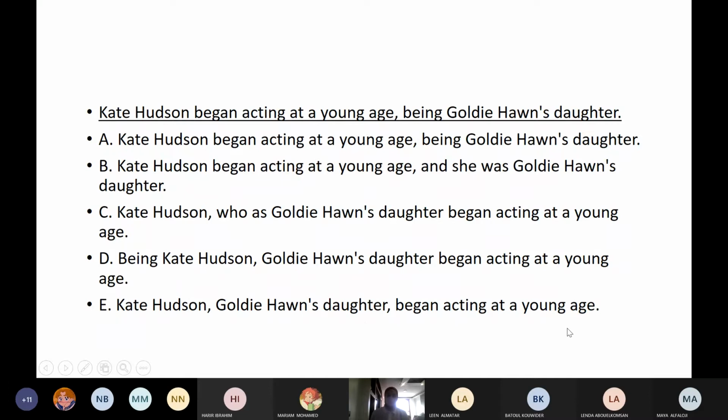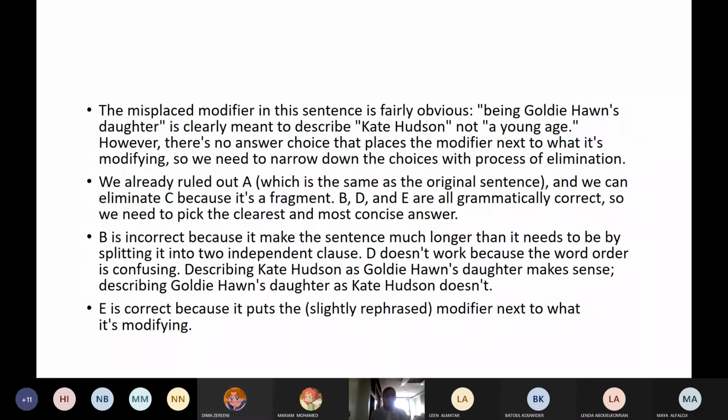Which one is easier? Which one is correct and also easier and clearer to communicate? The last one. Why? It's using an appositive. So here, the misplaced modifier in the sentence is fairly obvious, which is "being Goldie Hawn's daughter." This is the modifier. It functions as an adjective. It's clearly meant to describe Kate Hudson, not of course a young age. However, there is no answer choice that places the modifier next to what it is modifying. So we need to narrow down the choices with process of elimination.